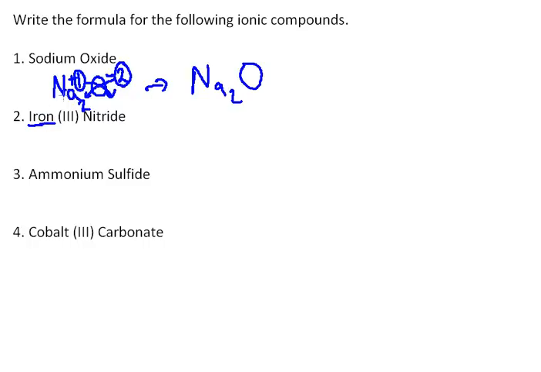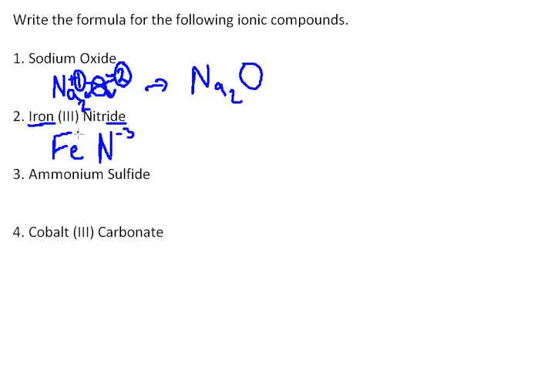So same deal as we did before. We're going to take our symbols, Fe for iron, and nitride, IDE ending. That means we're dealing with just the element nitrogen. So it would be FeN. Well, nitrogen's in group 15. Elements in group 15 gain a -3 charge.